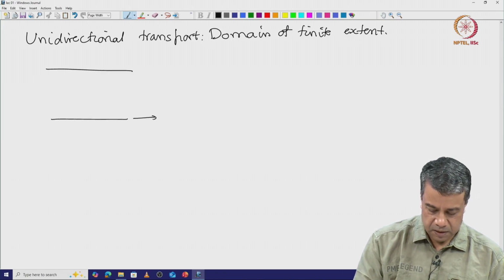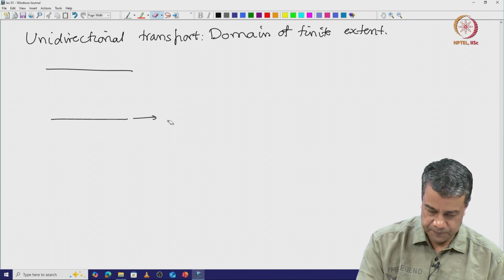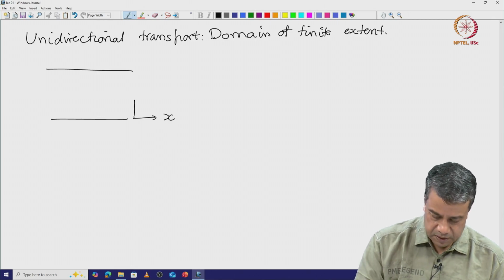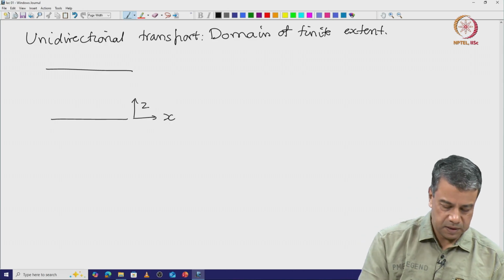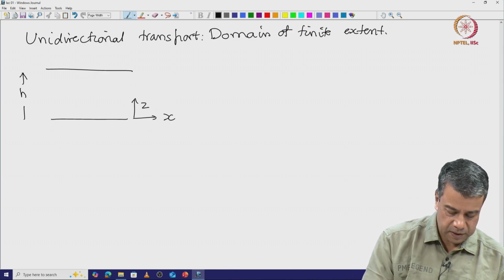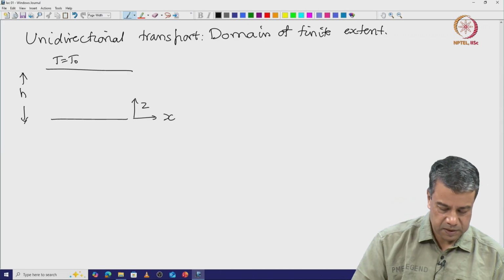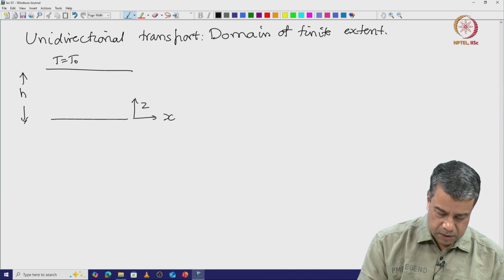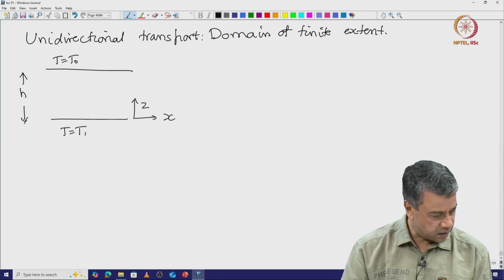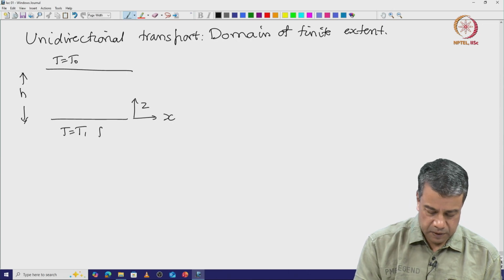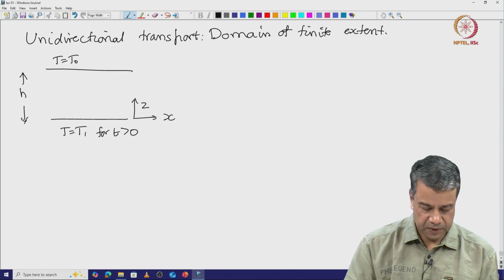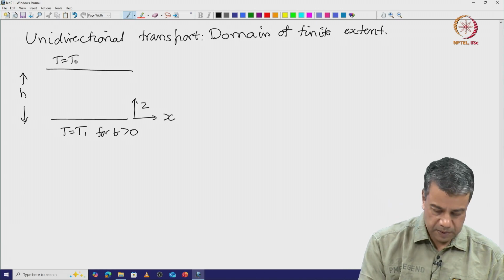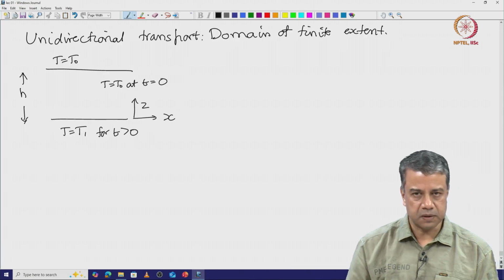This is the x coordinate and this perpendicular is the z coordinate. So, you have a bounded domain of height h. Here T is equal to T naught on the surface. T is equal to T1 for t greater than 0, and the temperature T is equal to T naught at t is equal to 0 throughout the domain.